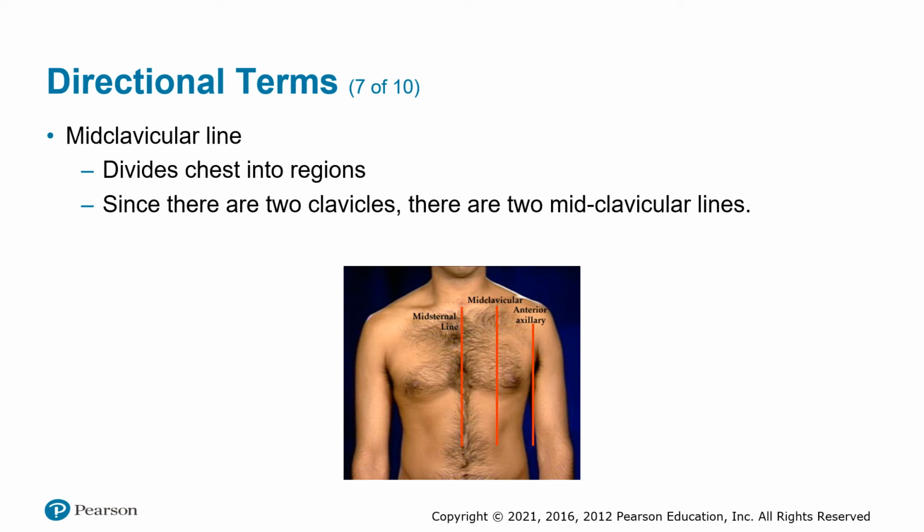Mid-clavicular line. So this divides the chest into regions. Since there are two clavicles, there are two mid-clavicular lines. And that mid-clavicular line runs in the middle between the anterior axillary line and the mid-sternal line.